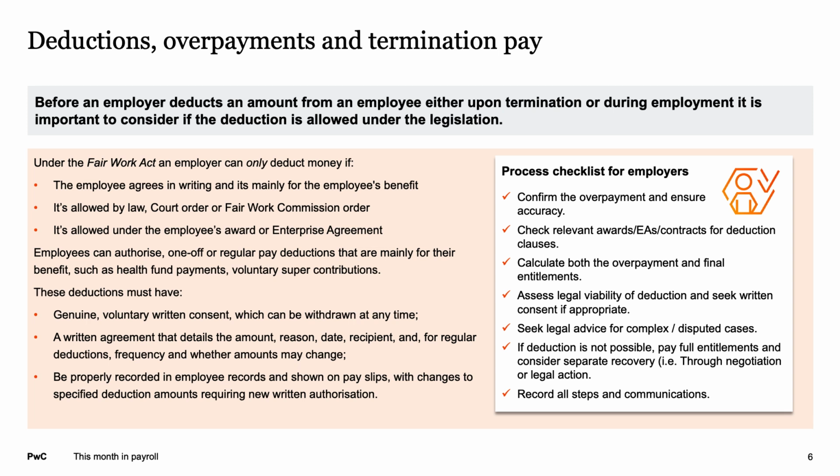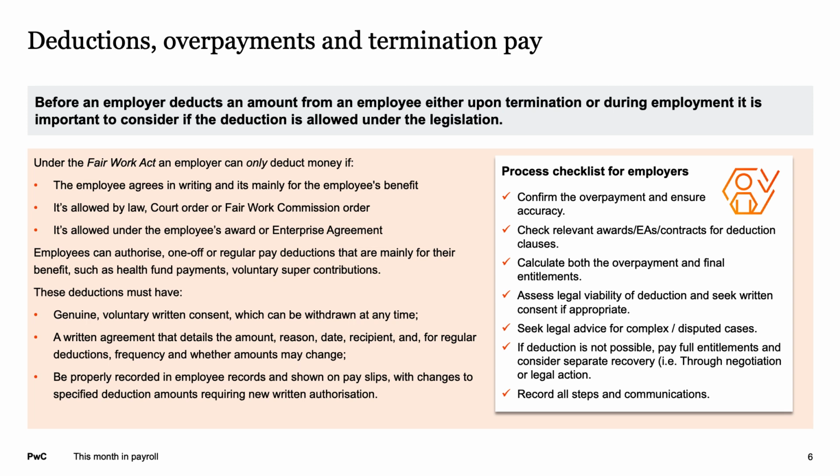The written agreement must detail the amount, reason, date, recipient, and for regular deductions, the frequency and whether amounts may change. All deductions must be properly recorded in an employee's record and shown on payslips, with changes to specific deduction amounts requiring new written authorisations. Beyond those types of circumstances, employers can only deduct from employees' pay in very limited circumstances.